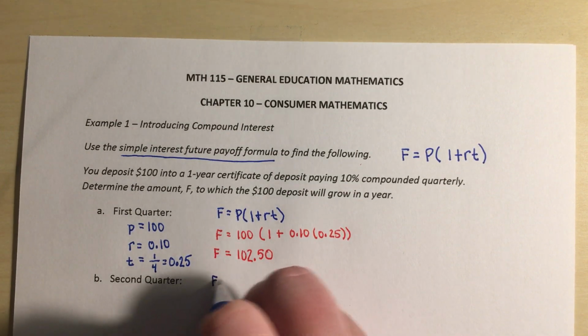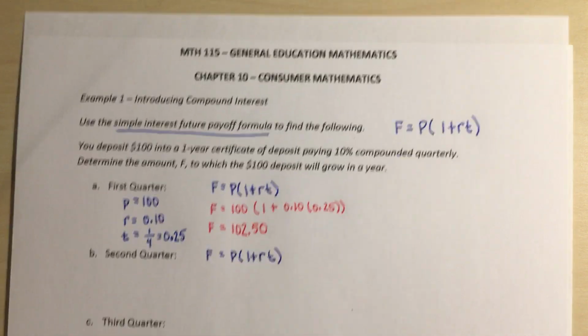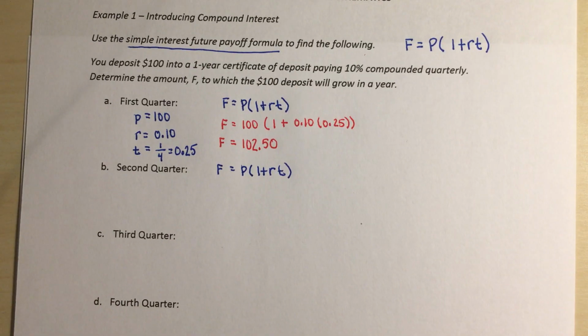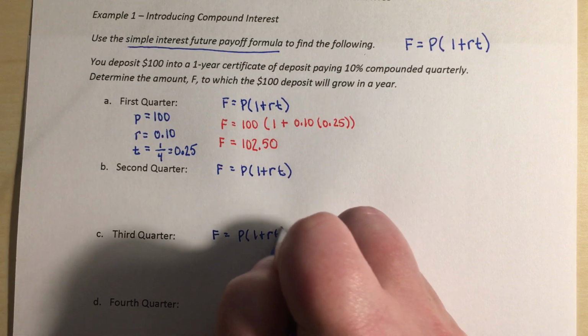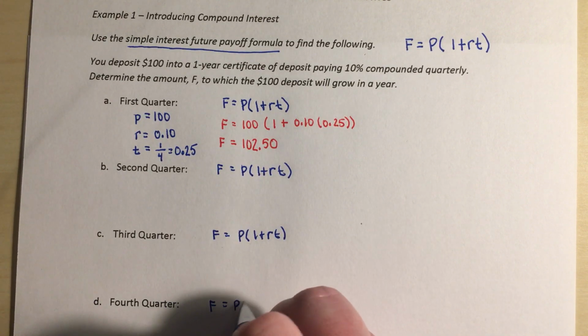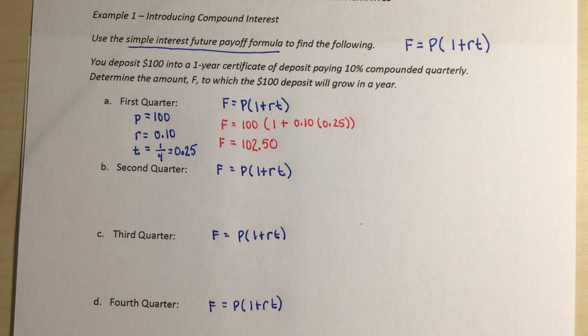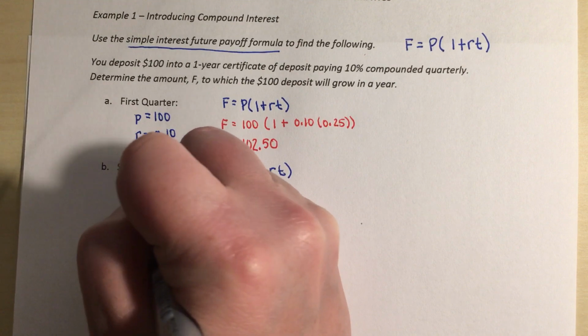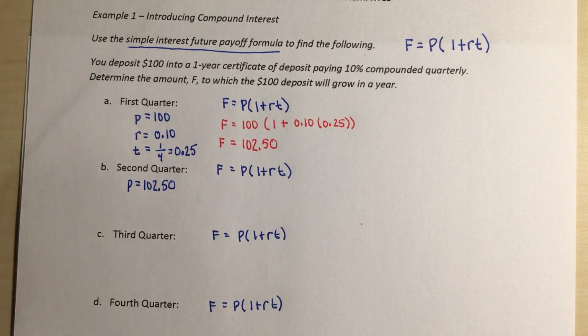Right, now for our second quarter, we're still going to use that same formula. And that's also going to be true for our third quarter and our fourth quarter. So I'm going to go ahead and just keep writing this same formula right in here. Now what's going to be different? Our rate and our time are still going to stay the same. So we're still looking at a 10% rate, we're still looking at quarterly, so we're still going to use a time of 0.25. But what's going to change in each of these different quarters is our principal. So in this case, our new principal that we're going to use is our answer from part A, our 102.50.